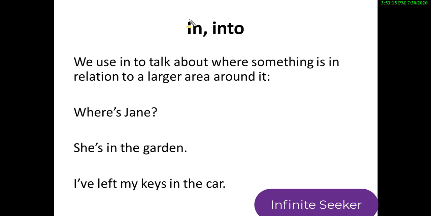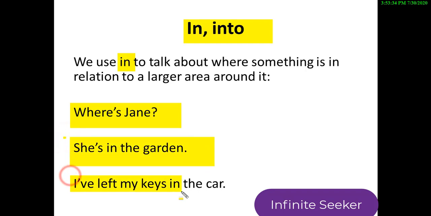Look at in versus into. We use in to talk about where something is in relation to a larger area around it. Where's Jane? Jane is in the garden. She's in the garden. I've left my keys in the car. Remember, inside the car. We've talked about enclosed or something which is inside.